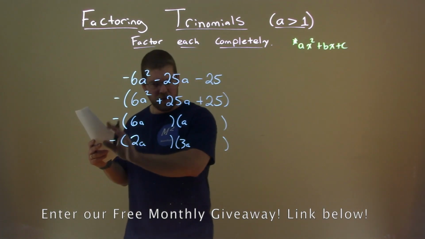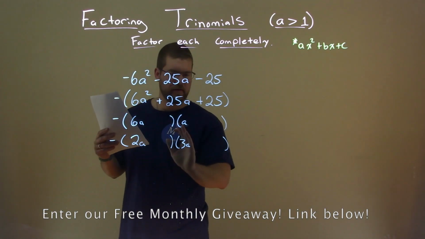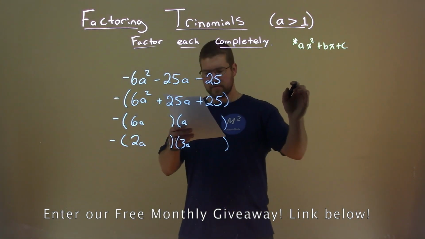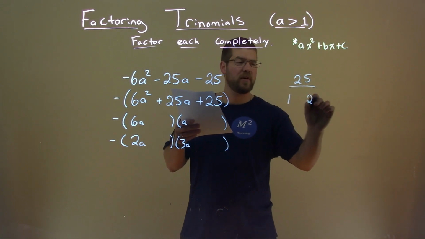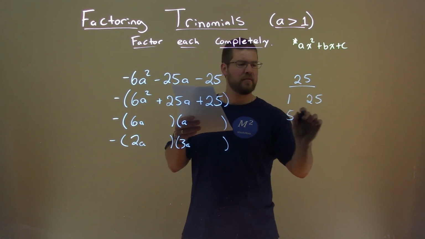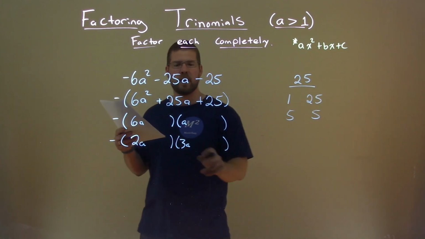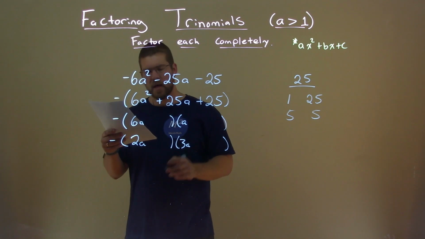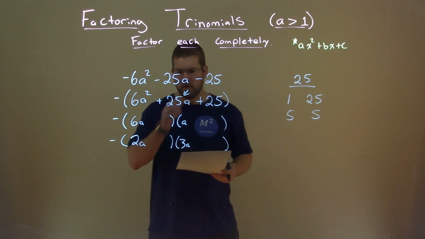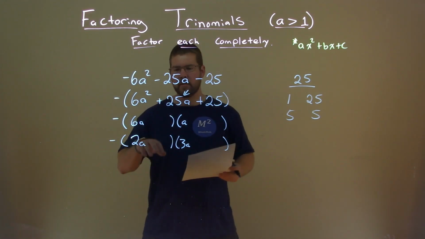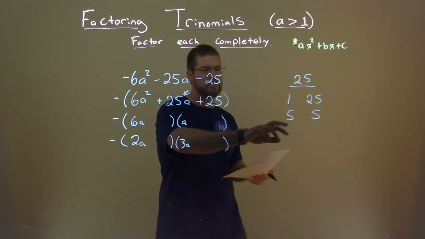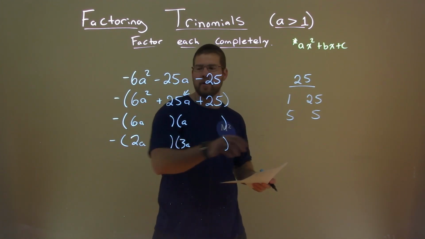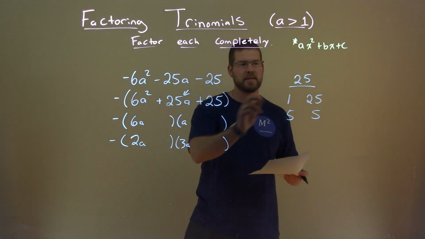Now, ignore that negative for right now. We're looking on the inside. We're going to see what two numbers multiply to be 25. Well, the options are 1 and 25 and 5 and 5. And we know they're both going to be positive because the b value is positive. Speaking of the b value, we now have to look, say, okay, which one of these gets us close to 25? 2a times one of them, 3a times the other, or 6a times one, a times the other.